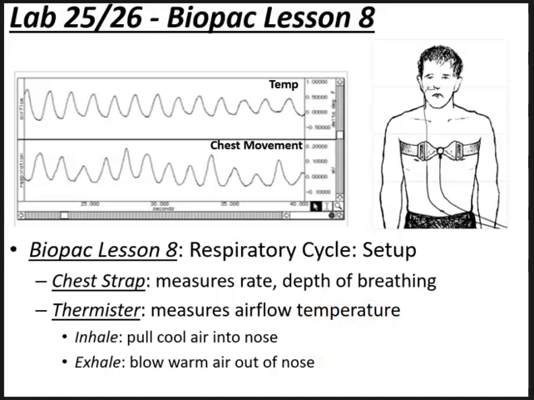Once we calibrate the Biopac, we measure chest movements and airflow temperature, and we will do it under 3 different conditions. The chest strap will measure rate as well as the depth of breathing, and the thermistor will measure airflow temperature. Again, when we inhale, we pull cool air or room air temperature into the nose, and when we exhale, we blow warm air out of the nose.